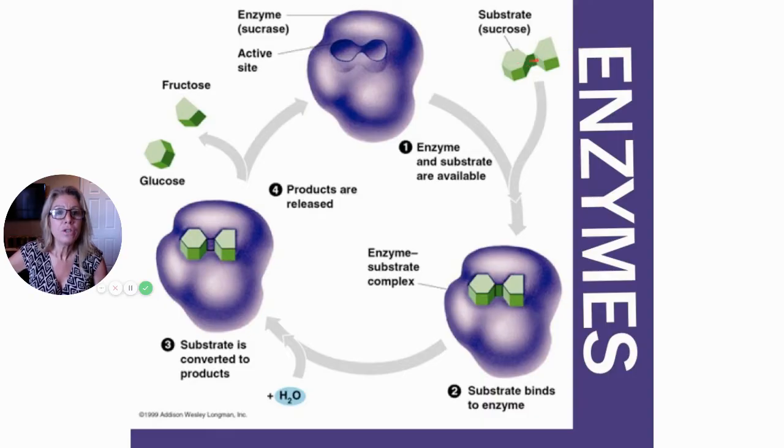Here is sucrose. Sucrose is a disaccharide. Di means two, like dice. So it's got two sugars that are joined together. The two sugars are glucose and fructose. Glucose is a very common monosaccharide. Fructose is found in fruit. But when they're joined together, it's a disaccharide called sucrose, which is basically table sugar.